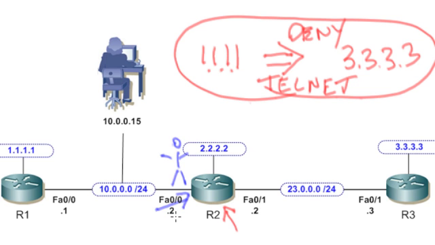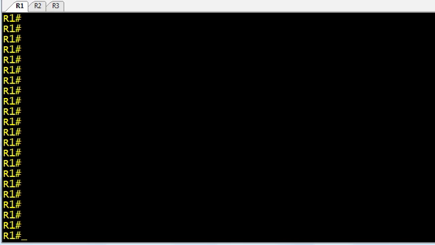Now, because we're filtering just telnet, we cannot use a standard access list, because a standard access list can't say what the bouncer is looking at. A standard access list doesn't have the ability to say, "I'm looking for TCP port 23." A standard access list is only looking for source IP address. That's it. So we're going to use an extended access list, and we're going to apply it inbound on FA0/1 on R2. So let's go to R2.